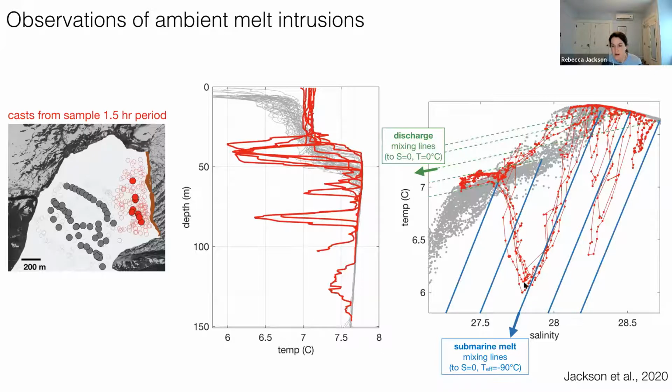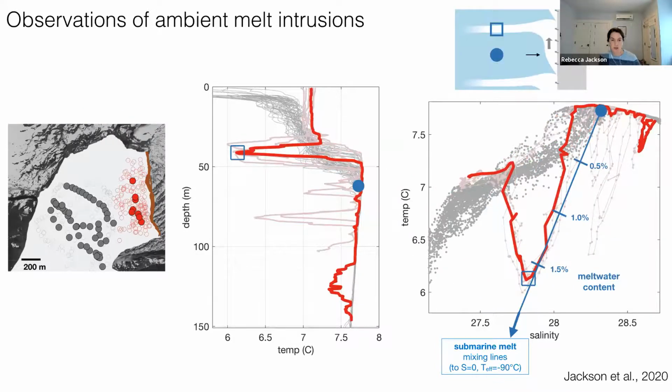But these cold layers fall right along the submarine melt mixing lines. And so they look like a product of ambient melting, of the ice face melting directly into the ambient fjord waters. And they're a much bigger signal than we would expect. And so for each of these intrusions that we observe, we can kind of define a bunch of properties. I'm not going to get into the details, but we can quantify things like the meltwater content and the temperature anomaly of the intrusion, and a scale for how far the plume has risen before it intrudes into the fjord.